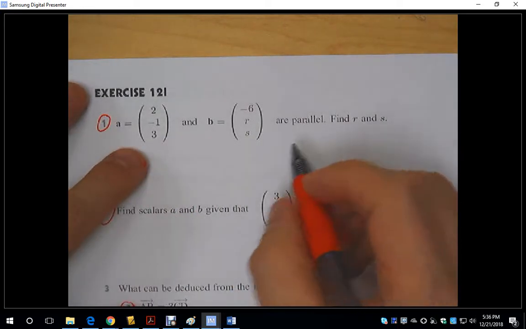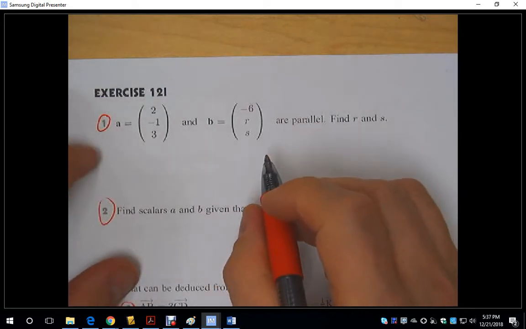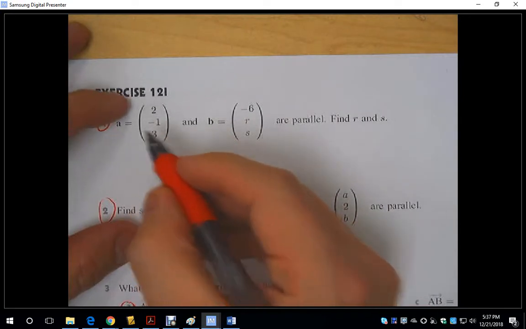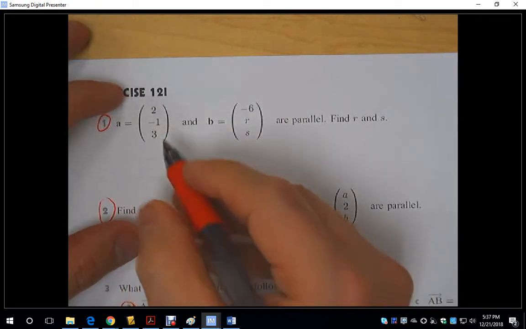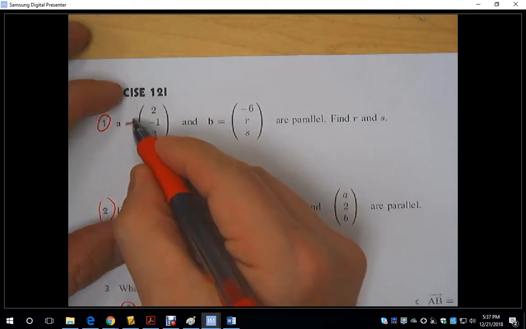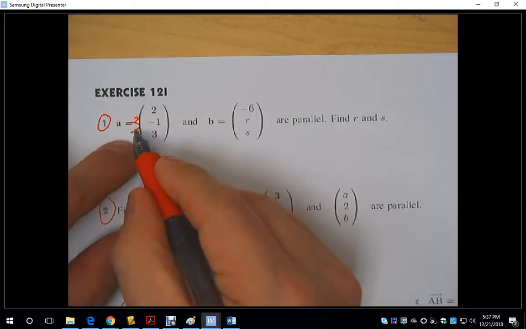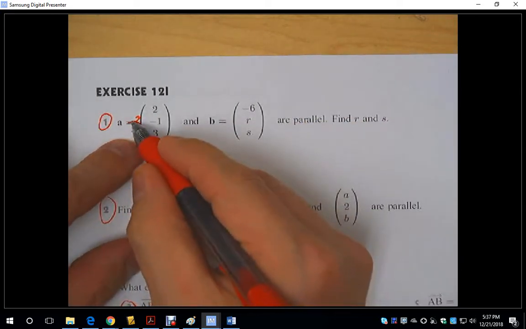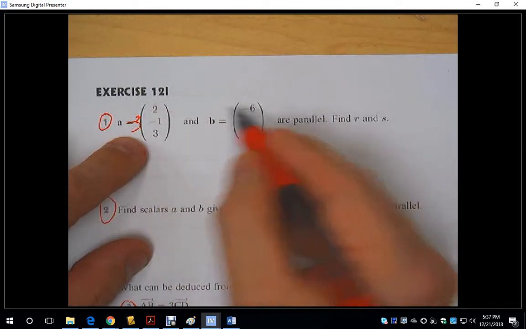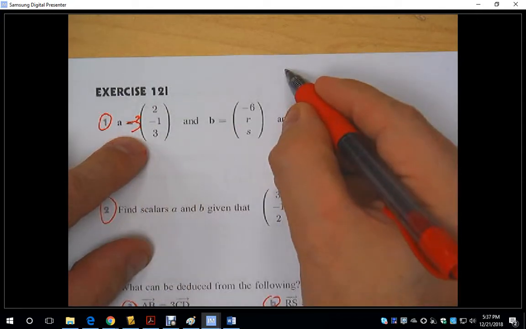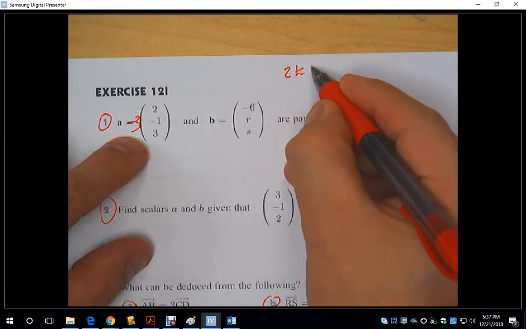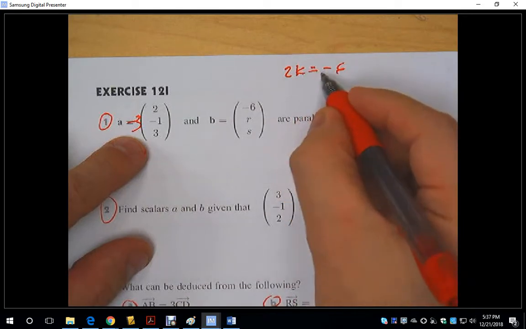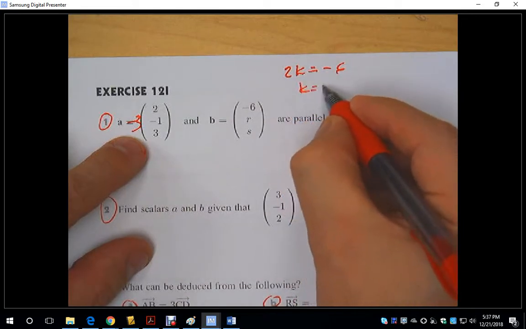Well, if they're parallel vectors, then they're going to be proportionally the same. So there's some scalar that I need to multiply to one vector so that it equals the other vector. I can see here that I'm going to multiply by -3. If I have a scalar of -3, then -3 times this vector will give me this other vector. So -3 times 2 gives me -6. This is really where I made that connection, right? If I have 2 times some scalar equals -6, because these have to be proportionally correct, then this k has to be -3.